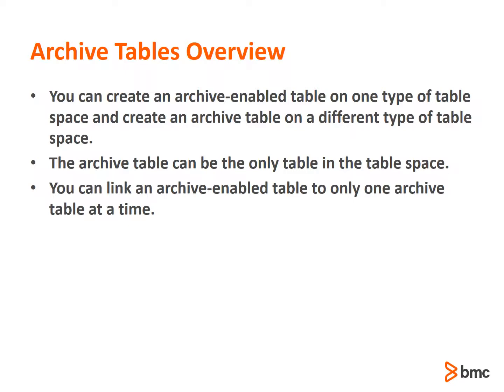Archive-enabled tables and the associated archive table do not have to be in the same type of table space, although both tables can be the only table in a table space. You can link an archive-enabled table to only one archive table at a time. You can alter the archive-enabled table to disable the existing archive and then do another alter to enable archiving to another table.